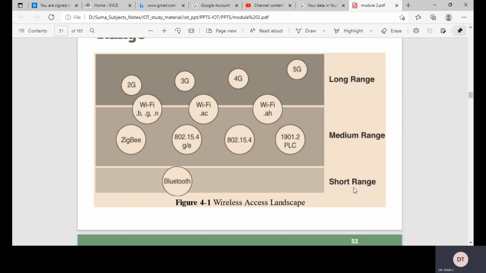If you take short range, the classical wired example is a serial cable. Wireless short-range technologies are often discussed as an alternative to serial cable, supporting tens of meters of maximum distance between two devices. Examples of short-range wireless technologies are IEEE 802.15.1 Bluetooth and IEEE 802.15.7 visible light communication, VLC.